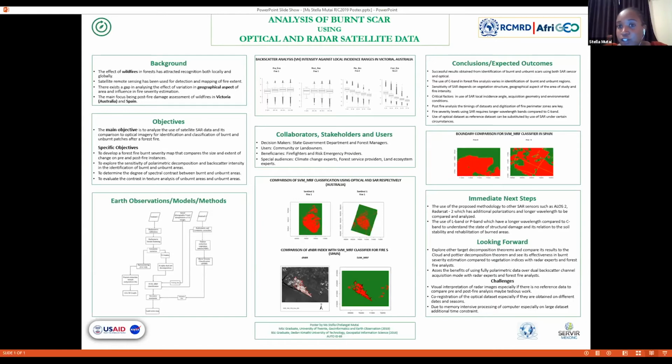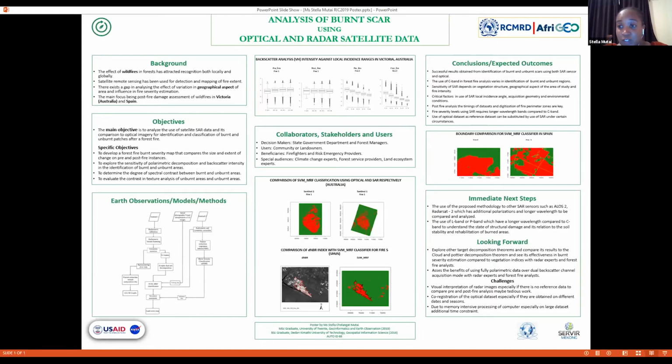Last but not least, as I'm about to finish, my conclusion of the results was that it was still successful to use both optical and radar satellite data. Now, the difference I want to note is that when I used Sentinel-1, that is SAR, in Australia, it was able to map out burnt and unburnt areas in all three fire zones. However, when I used Spain, it could not show me anything. That could be as a result of the intensity of the fire. In Spain, it was not that much compared to Australia.